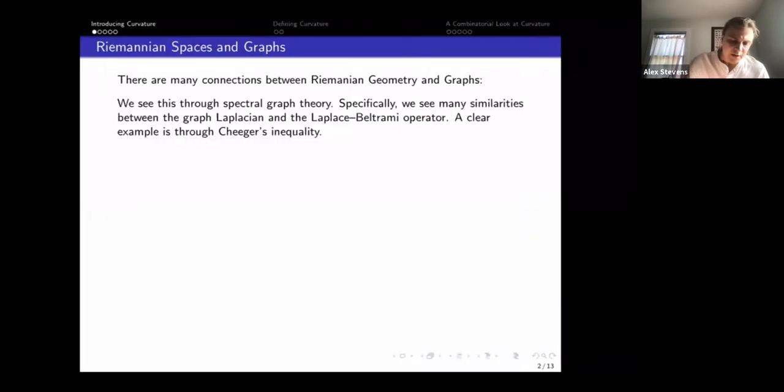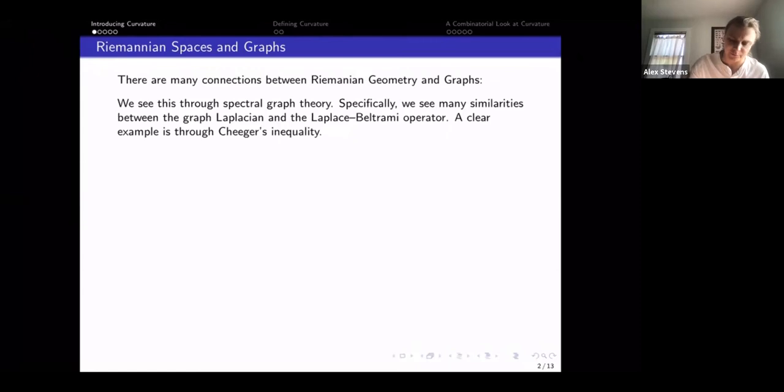Okay, so there are a lot of connections between Riemannian geometry and graphs. Most specifically, if you're looking at graphs as geometric objects, you can do this really well using the connections between something called the graph Laplacian that maybe you've seen before, and the Laplace-Beltrami operator in Riemannian geometry. A good example of the relationship between these two operators is through Cheeger's inequality.